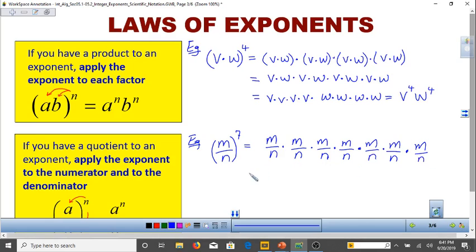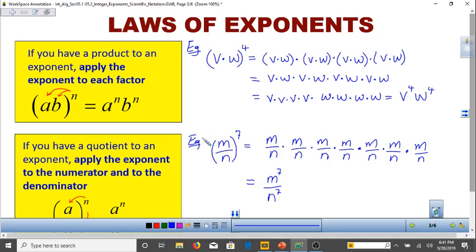And because of how multiplication works, you multiply the numerators together. So we have 7 m's multiplied, 1, 2, 3, 4, 5, 6, 7. So we have m to the power 7. And we have 7 n's multiplied, n to the power 7. And so the exponent got distributed to the numerator and the denominator. And there we have the basic rules of exponents.